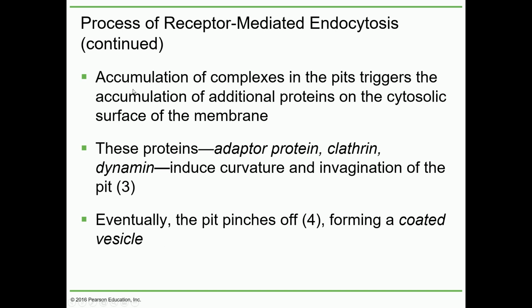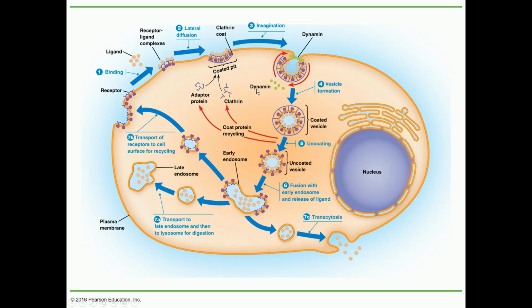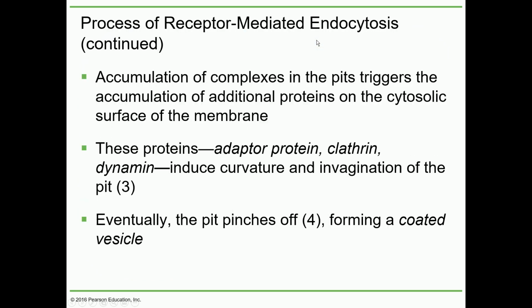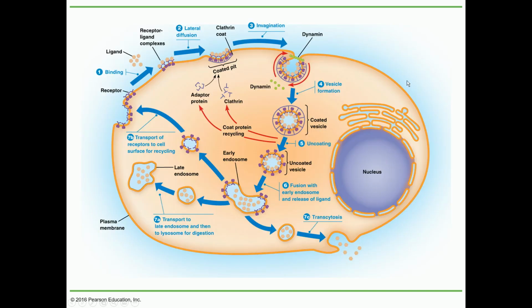Accumulation of complexes in the pits triggers the accumulation of additional proteins on the cytosolic surface of the membrane. Once these receptors encounter these coated pits, there will be invagination of the whole thing, and recruitment of more proteins like dynamin and some adapter proteins. These proteins are adapter proteins, clathrin and dynamin. They induce curvature and invagination of the pit.